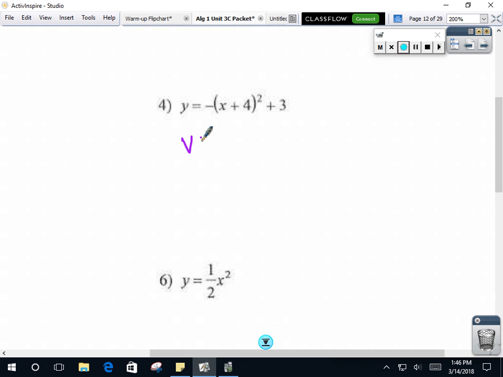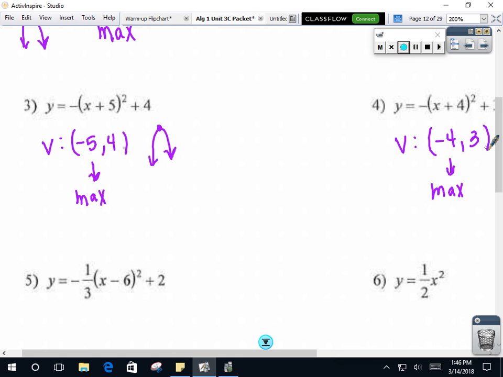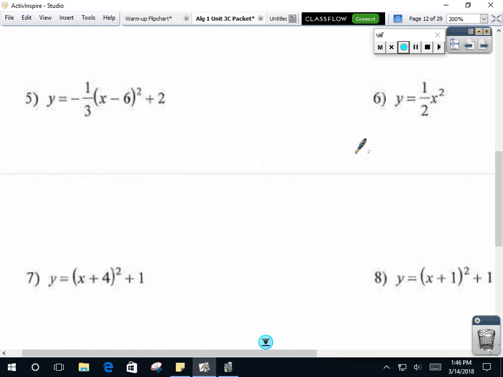What's the vertex? Is this parabola going to open up or down? Down. And that makes your vertex the highest point on it, which is the max. Number 6. What's the vertex? Correct. Positive 6, positive 2.